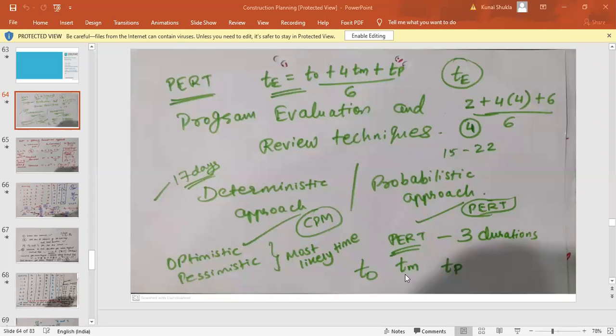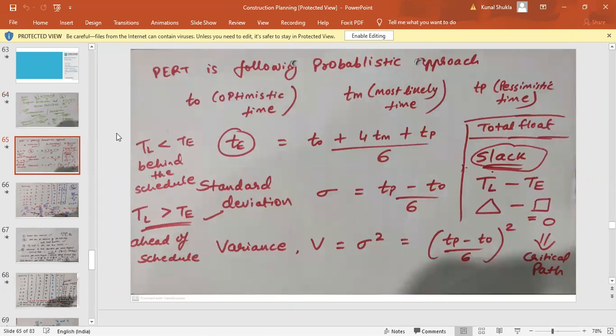And Tm, the most likely time, is the time required for completing the activity under normal conditions. Normal conditions means simple conditions. So Tm will always lie between To and Tp. That is a standard thing that you should note down. Should I move on to the next part? Remember this formula: T is equal to To plus 4Tm plus Tp divided by 6. You have to do that for all the activities that are given to you.